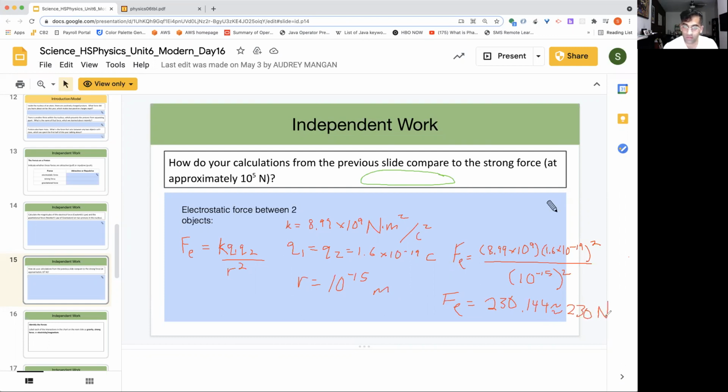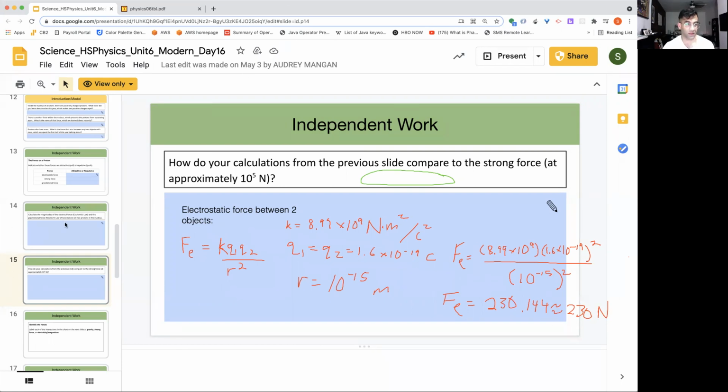How do I know it's newtons? Well, if you look at our constant, that's a Newton meters squared per Coulomb squared. We have meters squared in the denominator, so the meters cancel. And then we also have Coulomb squared in the denominator of our K, but in the numerator of our Q1 and Q2. When we multiply coulombs by coulombs, we get Coulomb squared, so those cancel out, and that gives me newtons. Now this is how we calculate the force between two protons.